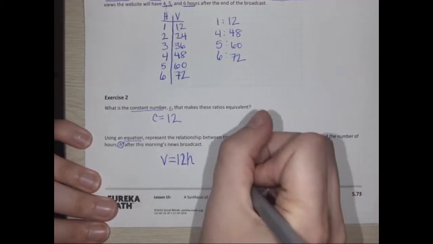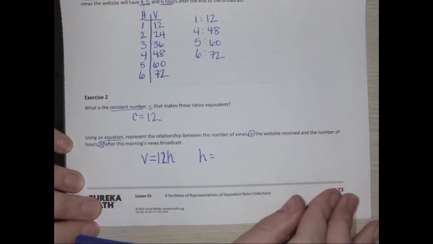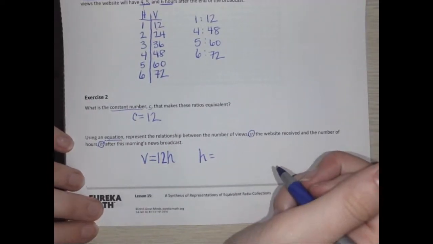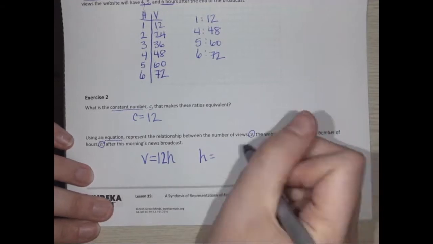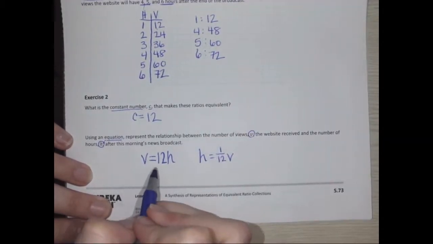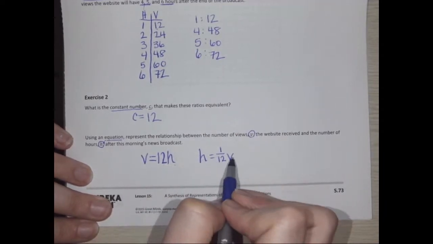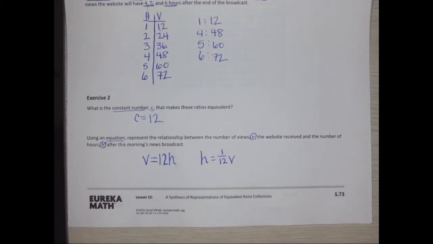What if I wanted to find the number of hours? Tony? You're going to put 1/12. Yes. If views is 12 times hours, then hours is 1/12 of views. Excellent.